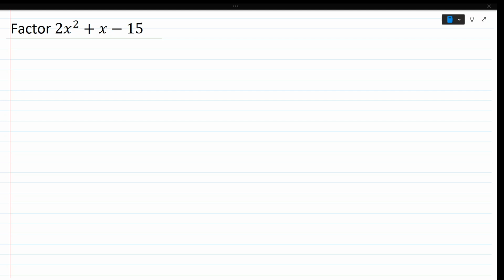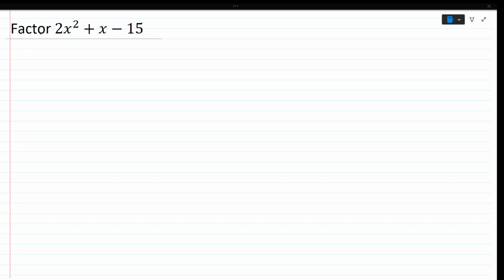In this video, we'll look at an example of factoring a trinomial of the form ax squared plus bx plus c, where the leading coefficient is not 1. So for this example, we have 2x squared plus x minus 15. Now, we'll look at a few methods on how to solve this one. The first way we'll try is using just trial and error.